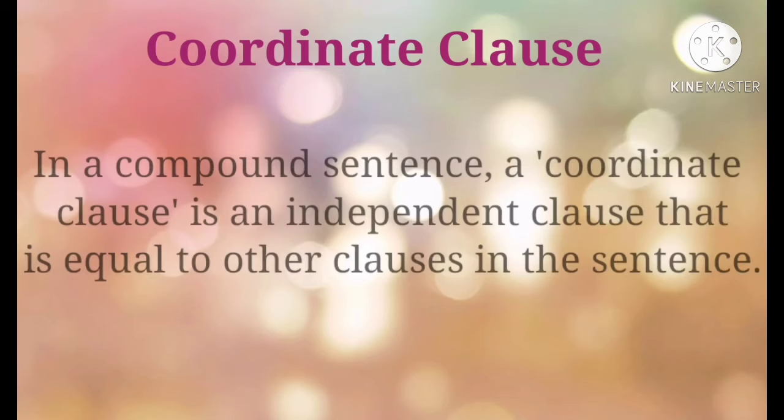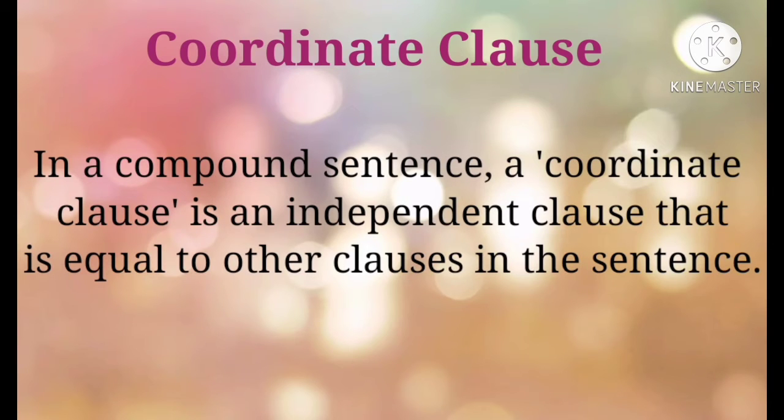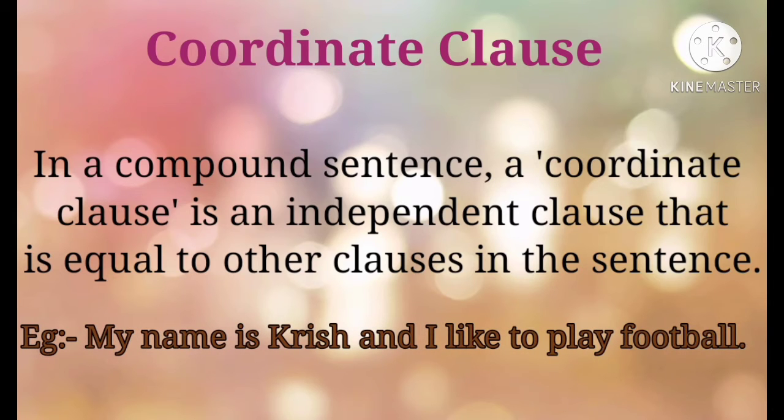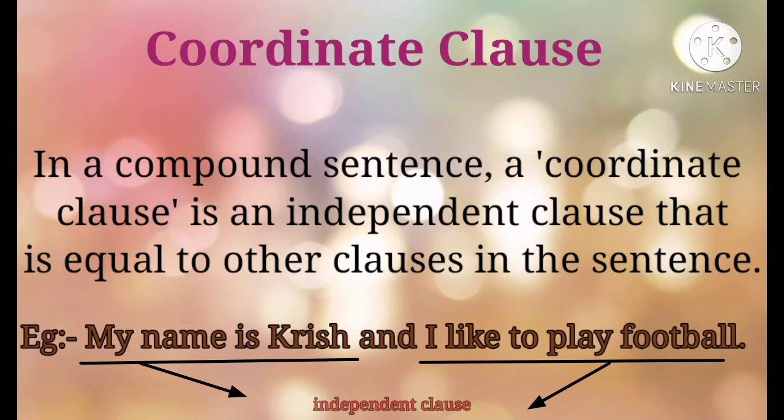Coordinate clause. In a compound sentence, a coordinate clause is an independent clause that is equal to other clauses in the sentence. Let's understand it with the help of an example. My name is Krish and I like to play football. In this sentence, my name is Krish. I like to play football. These both are independent clauses. They can also be called coordinate clauses.